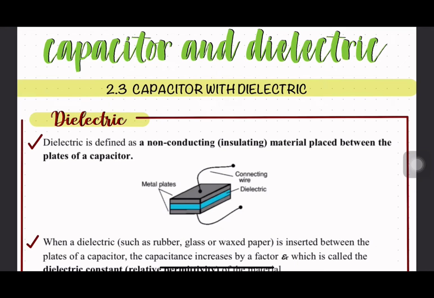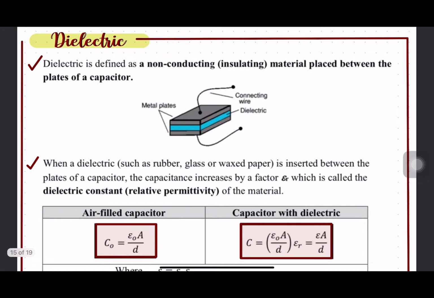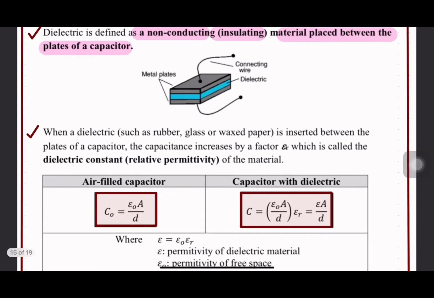Okay, capacitor and dielectric. So 2.3, capacitor with dielectric. So what is a dielectric? A dielectric is defined as a non-conducting or insulating material placed between the plates of the capacitor. So when a dielectric such as rubber, glass or wax paper is inserted between the plates, the capacitance increases by the factor of epsilon r, which is called the dielectric constant, meaning the relative permittivity of the material.